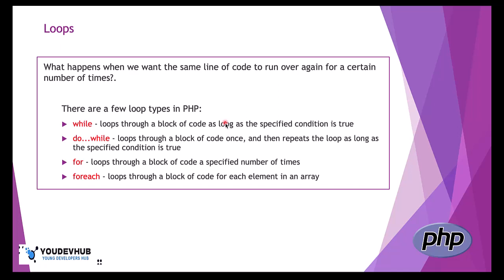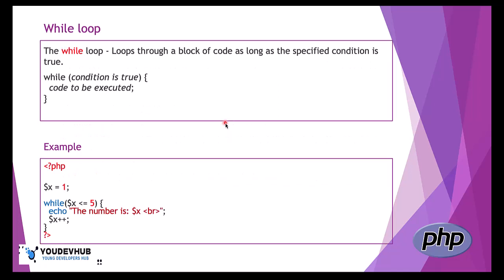Now let's proceed. We have the while loop. The while loop loops through a block of code as long as the specified condition is true. So it goes like this: while the condition is true, it should execute this code.